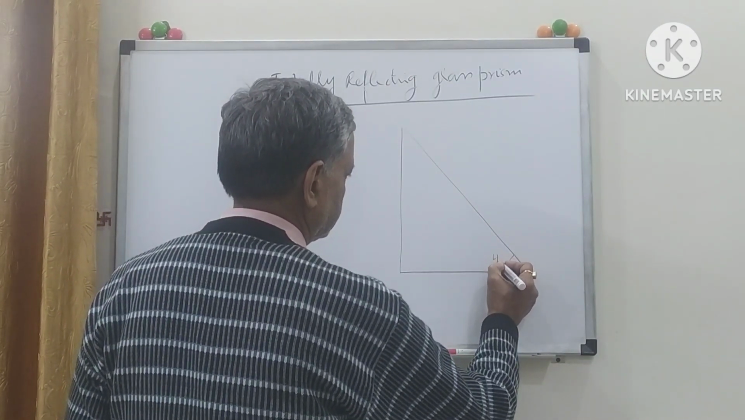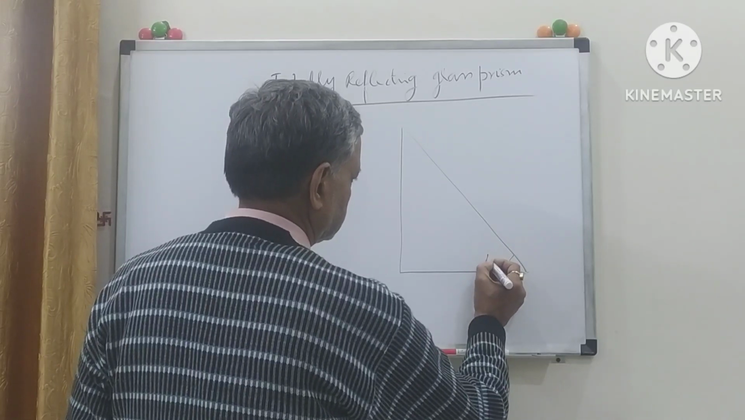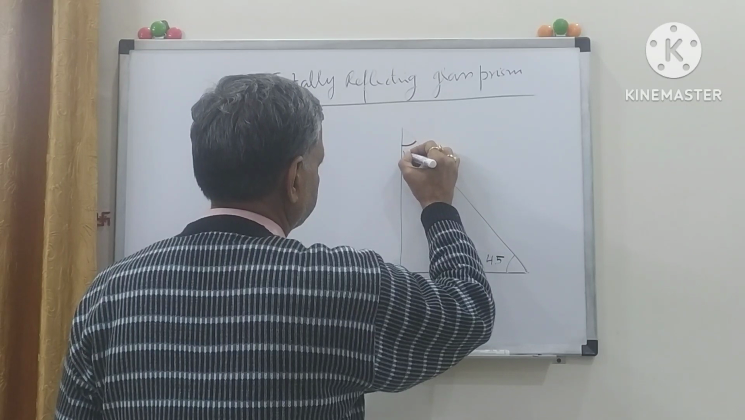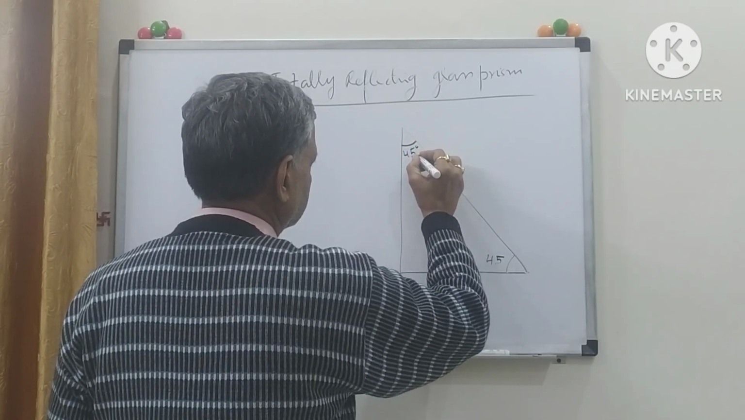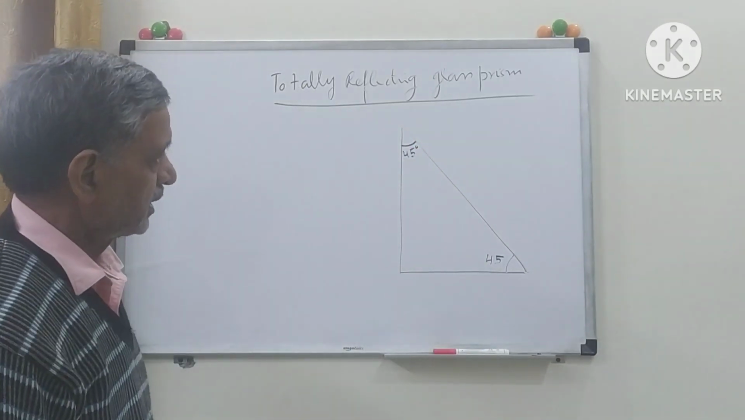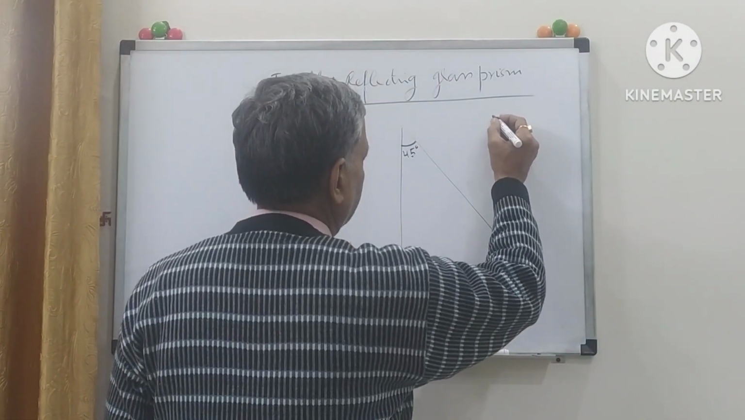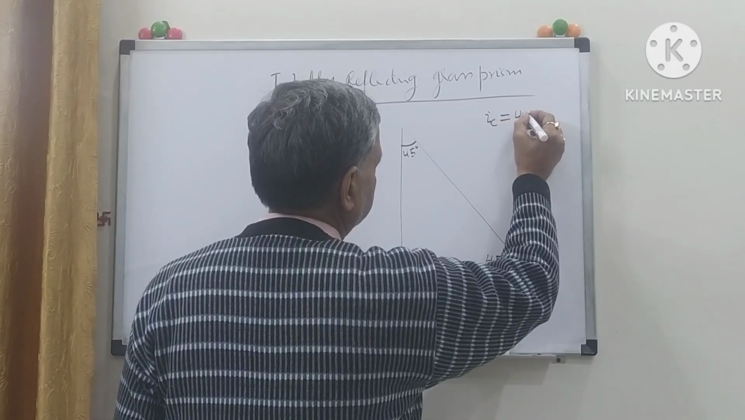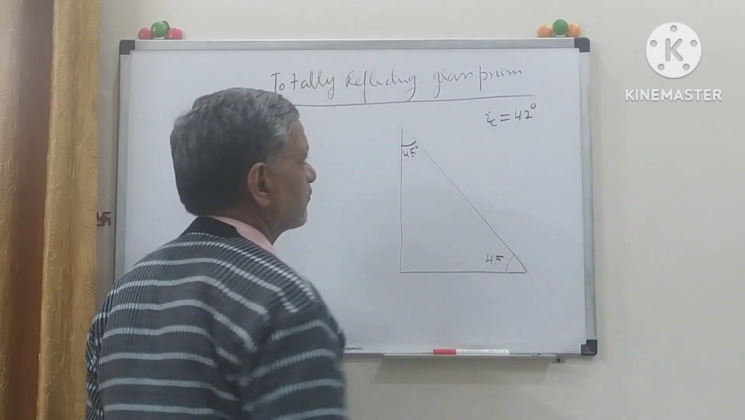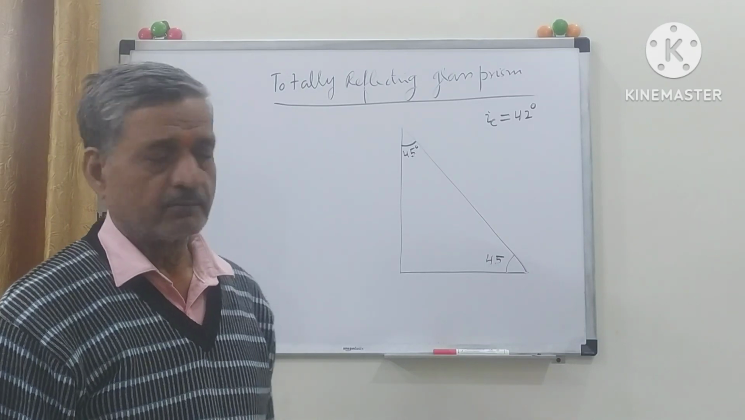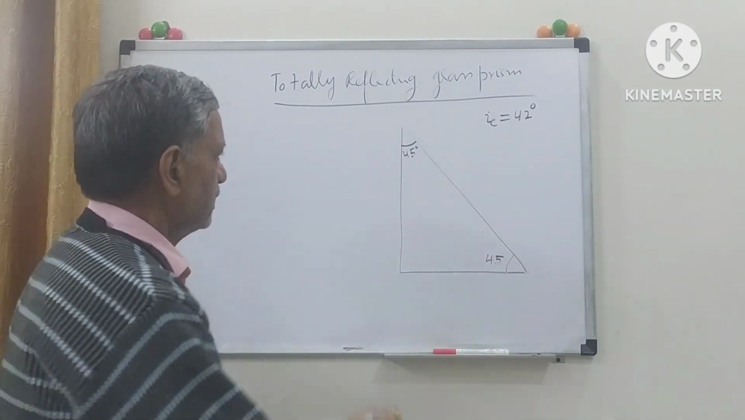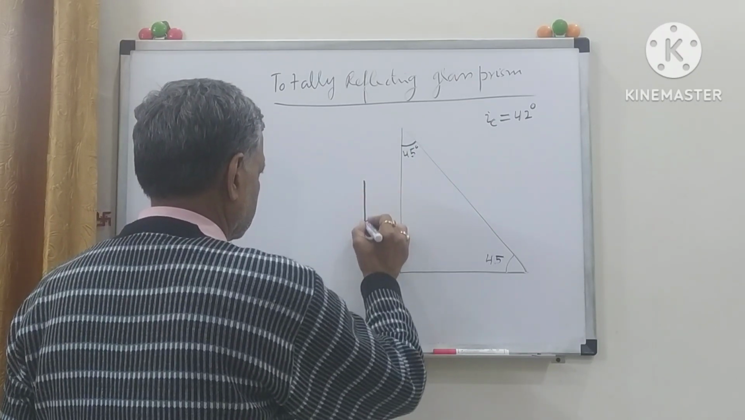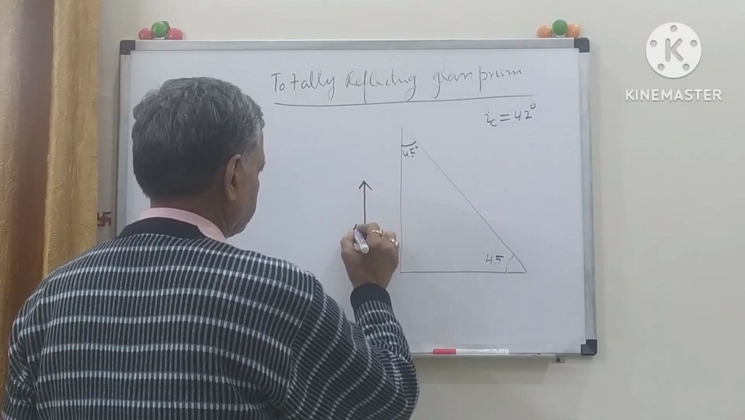This is 45. It means this is also 45. Okay. Critical angle for glass is approximately 42 degrees. Now suppose an object AB is here.